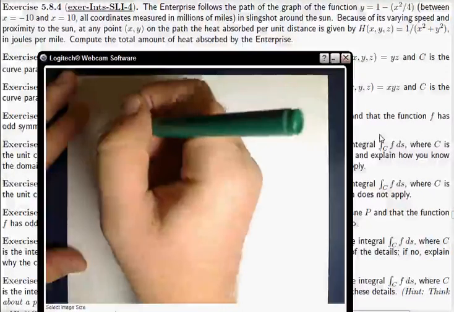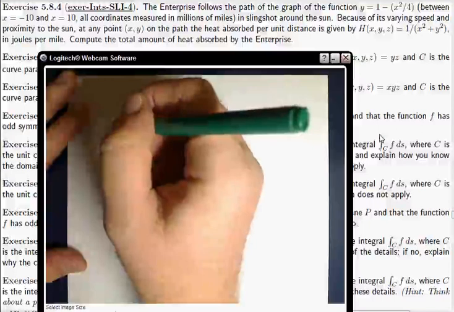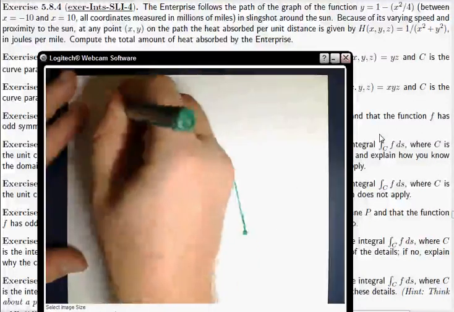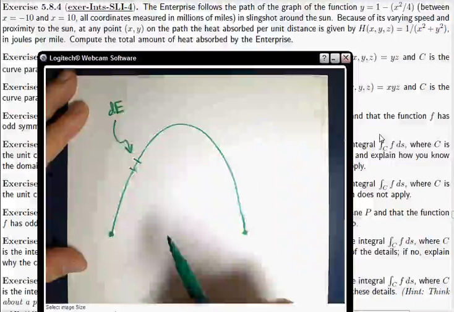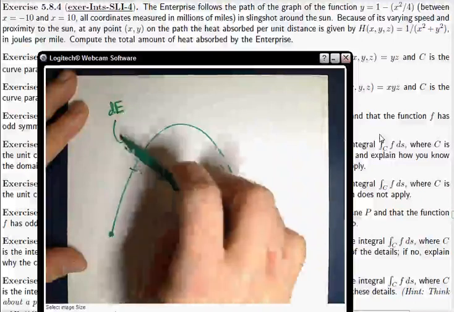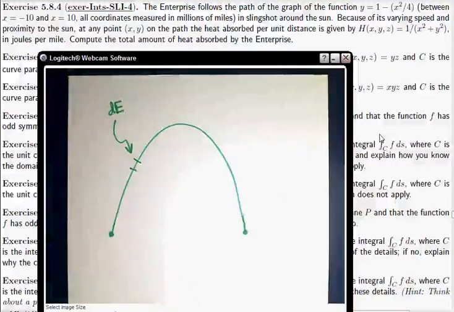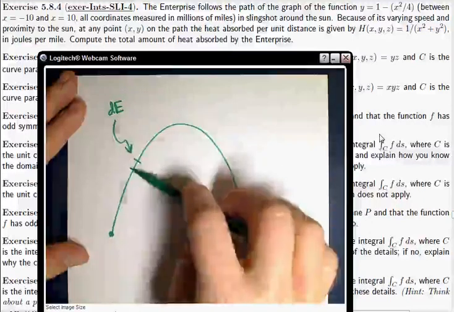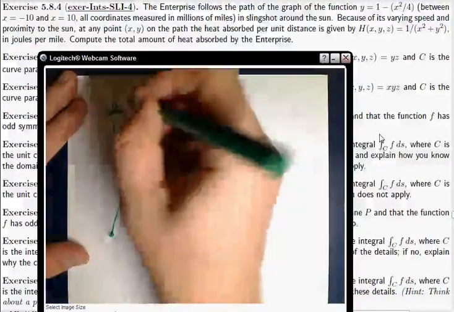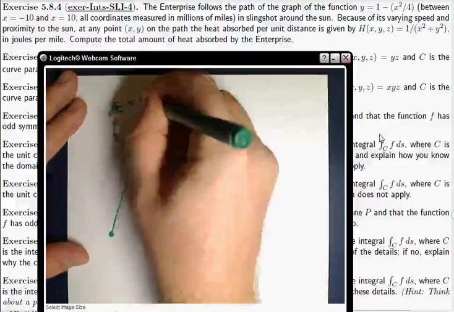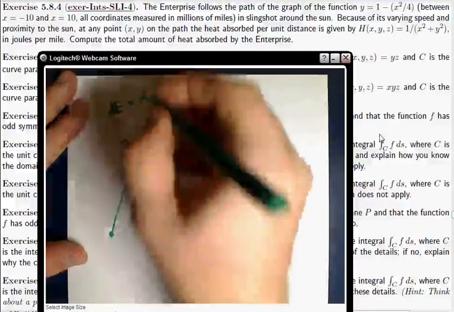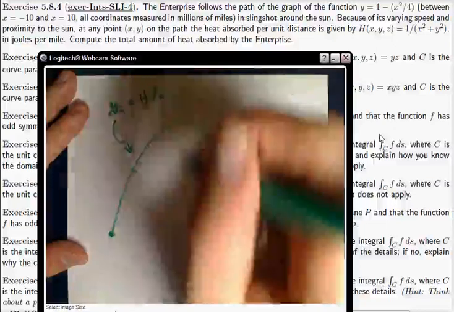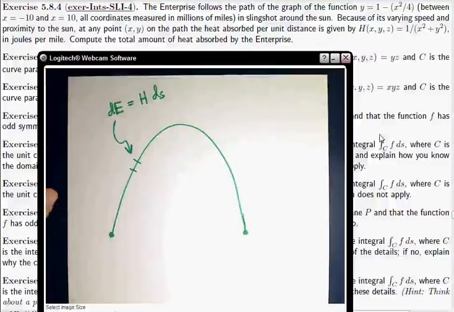And so therefore the total amount of heat absorbed in that little piece, I'm going to call that dE. I can't use H because H is this given function. The amount of energy that's absorbed in there is this: heat per unit distance times distance. Does that make sense? Okay.